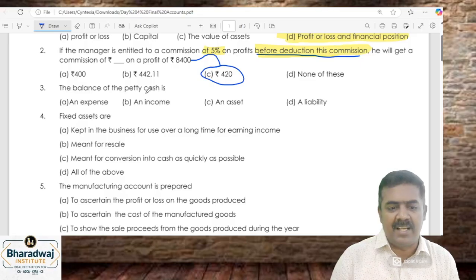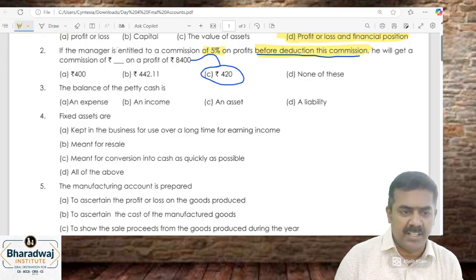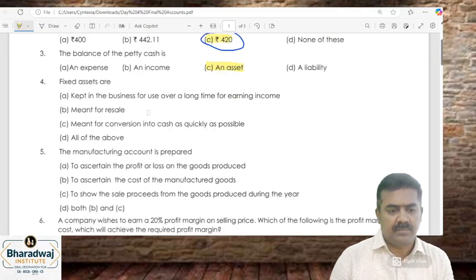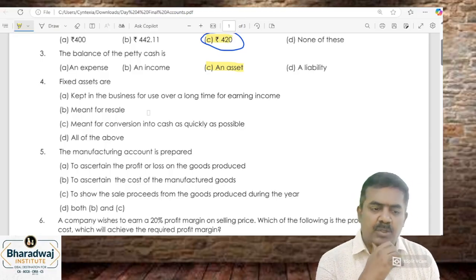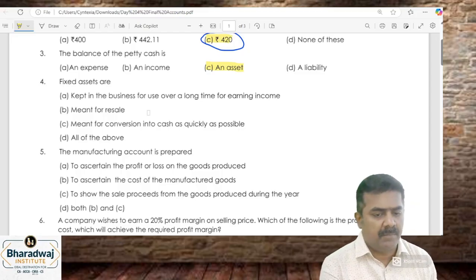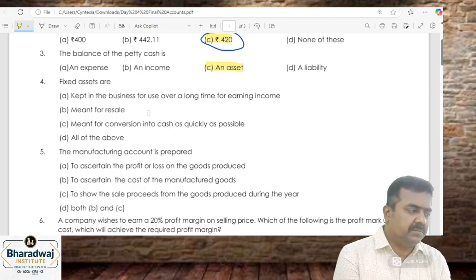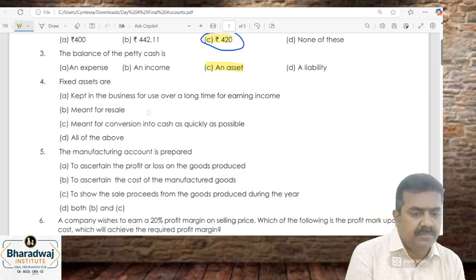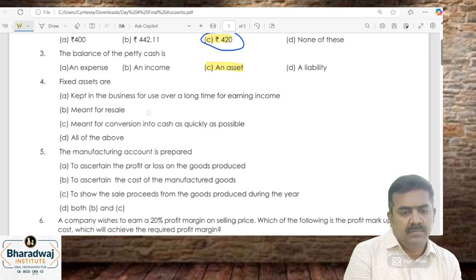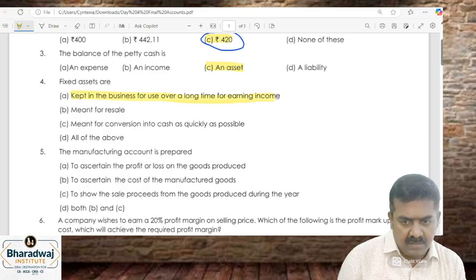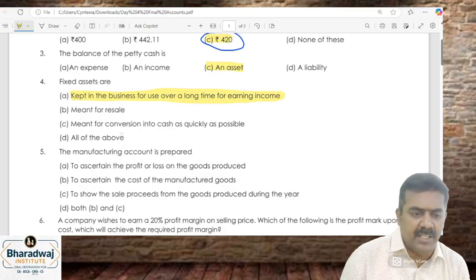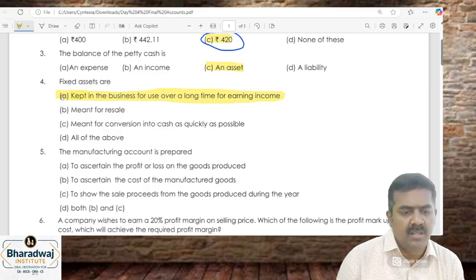Balance in petty cash is an asset. Any cash, let it be normal cash or petty cash, is an asset. Fourth question, try to answer. Kept in business for a longer time for earning income. We are not going to keep it for resale. It is not for conversion into cash. It is for long-term use.